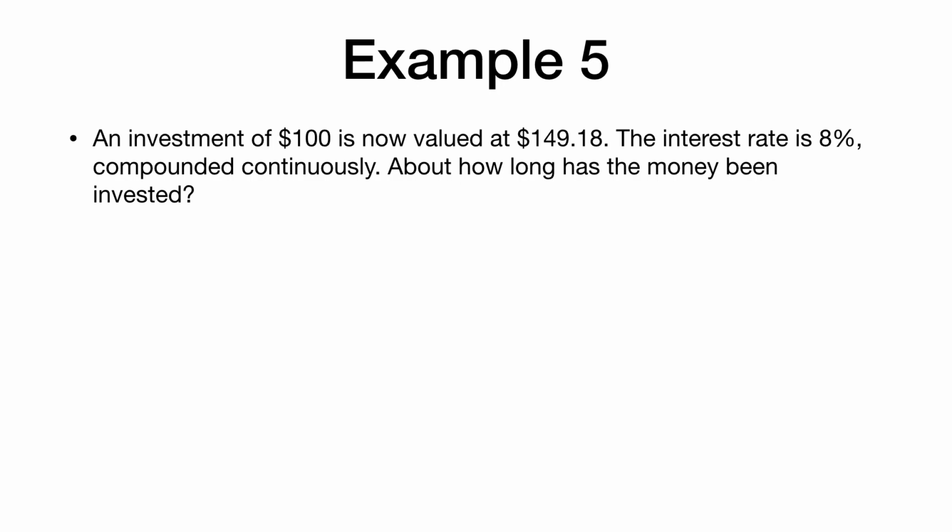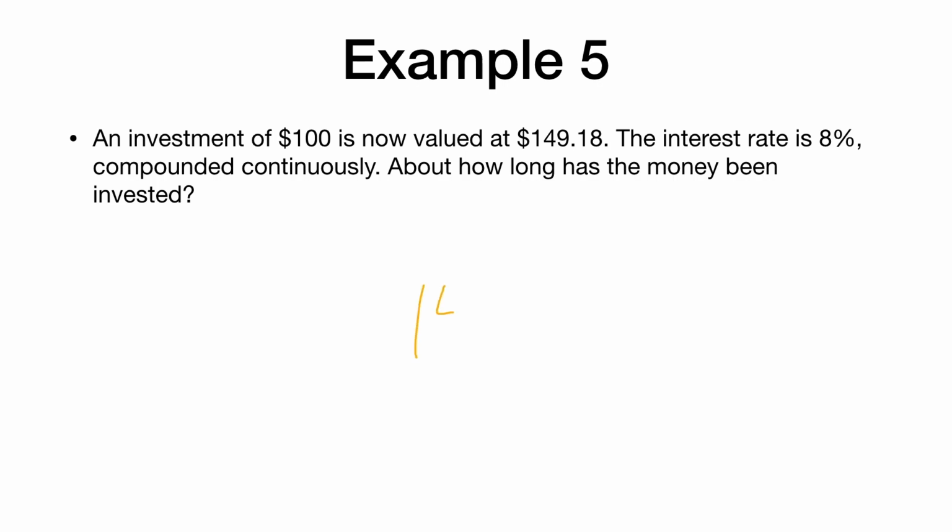All right, so let's look at example 5. For example 5, we have an investment of $100, which is now valued at $149.18. The interest rate is 8% compounded continuously. How long has this money been invested?